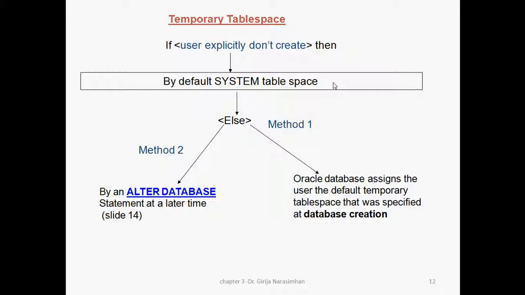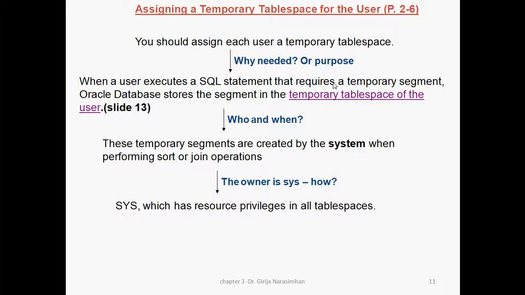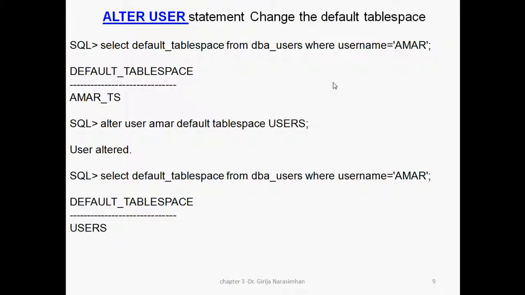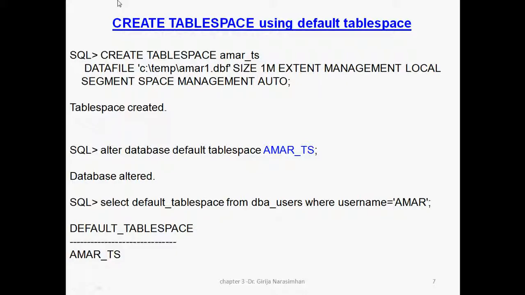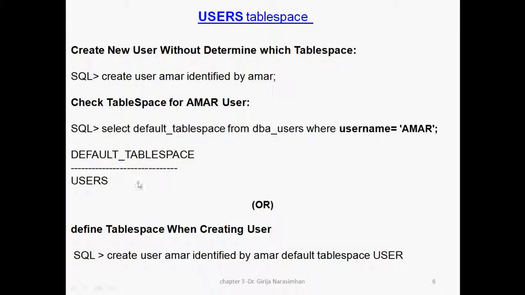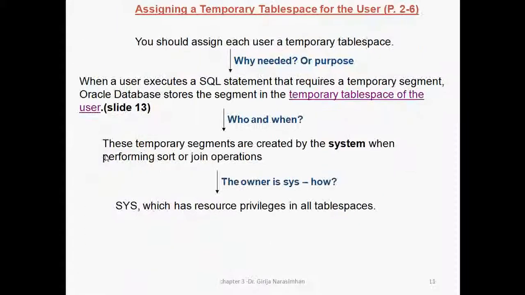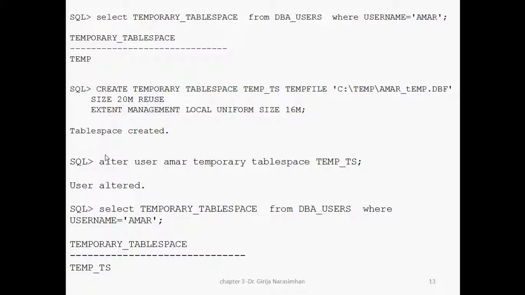If the user does not explicitly create a temporary table space, if I am not creating any temporary table space, by default the system takes one. Like the default table space for users: if I am not giving any name, what name is automatically taken? In the example I showed, if I am not mentioning any name, it automatically takes USERS. In the same way as the default table space, the temporary table space by default takes a value called TEMP. TEMP is the name it will automatically take. You see here, TEMP. If I am not mentioning it, I will check what. TEMP is the default temporary table space assigned to the user.